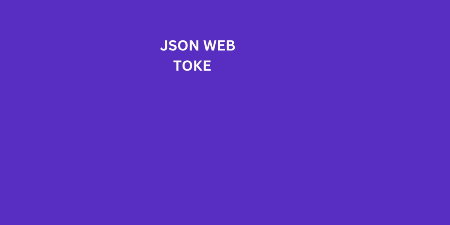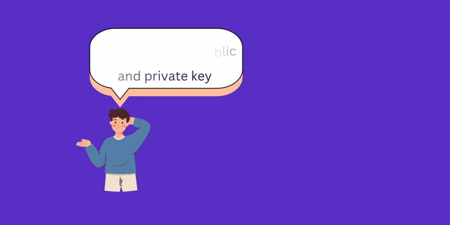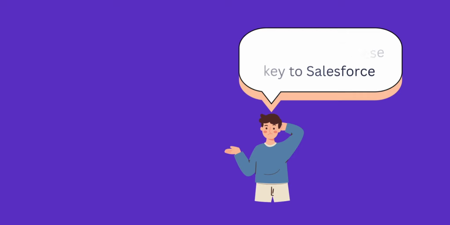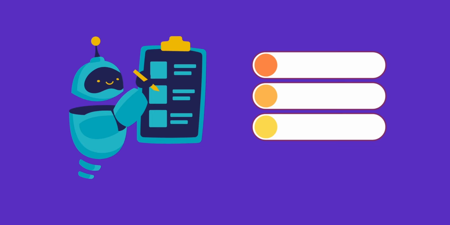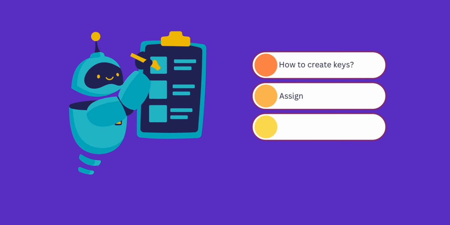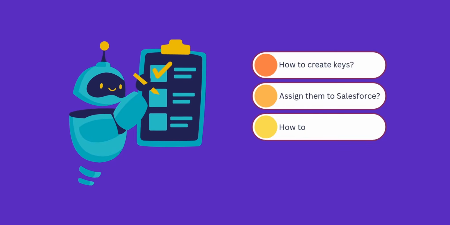Now that you know about the JSON Web Token, how do you generate the public and private key? And how do you give Salesforce your public key? Let's look at it with an example, and I will show you how to generate the keys, how you assign the keys to Salesforce, and how you authenticate in the end.